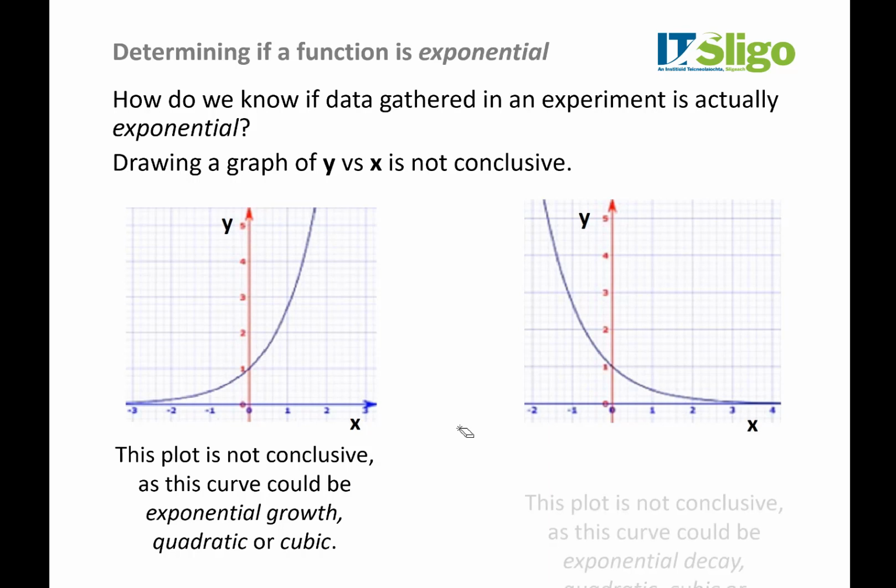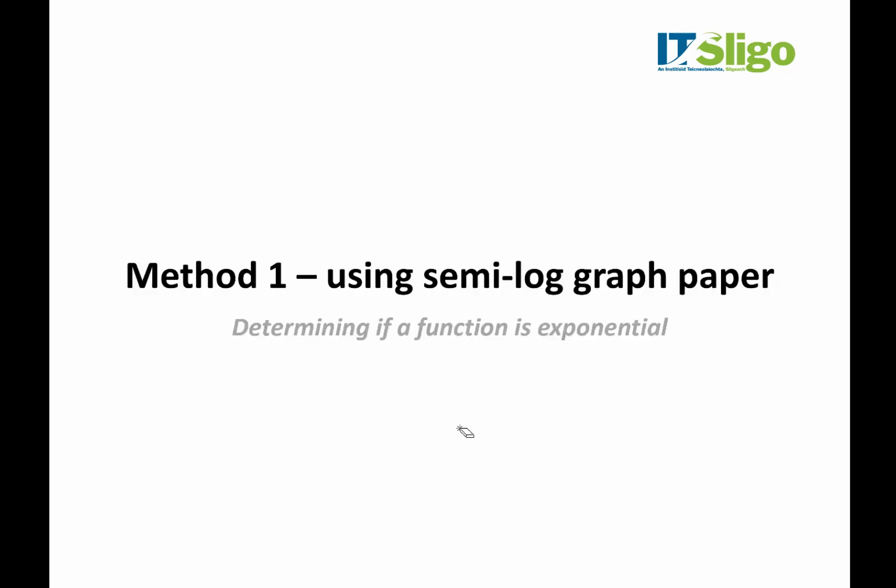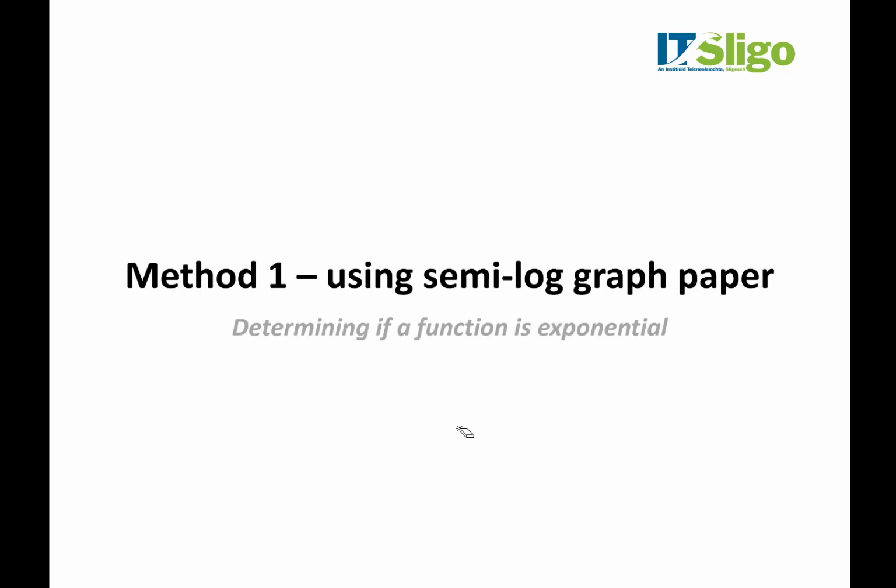And this one here could be exponential decay. It also could be the left-hand side of a quadratic or a cubic, or it could also be a reciprocal curve. So again, the main point is you can't tell what a function is just by looking at its curve, unless it's a straight line. So we're going to take a look now at the first method. In this lecture, we're going to cover two methods of determining if a function is exponential.